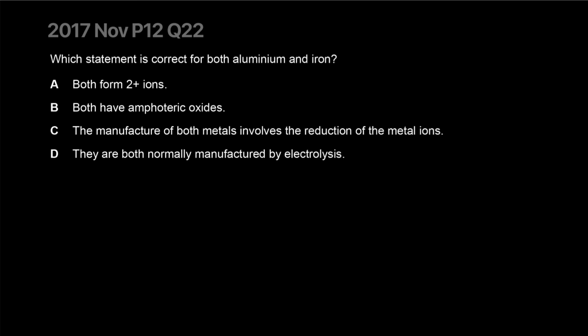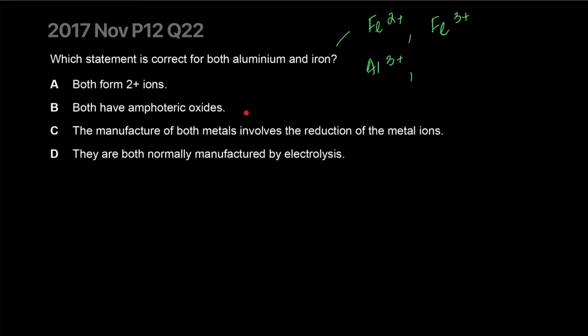Which statement is correct about aluminum and iron? Iron and aluminum both form 2 plus ions. That's not true. Iron can form 2 plus ions and 3 plus ions, whereas aluminum can only form 3 plus ions. Transition elements will have multiple oxidation states or multiple charges, however you want to call these. Group 3 or any group elements will only have their standard charge depicted by the group that they're in.